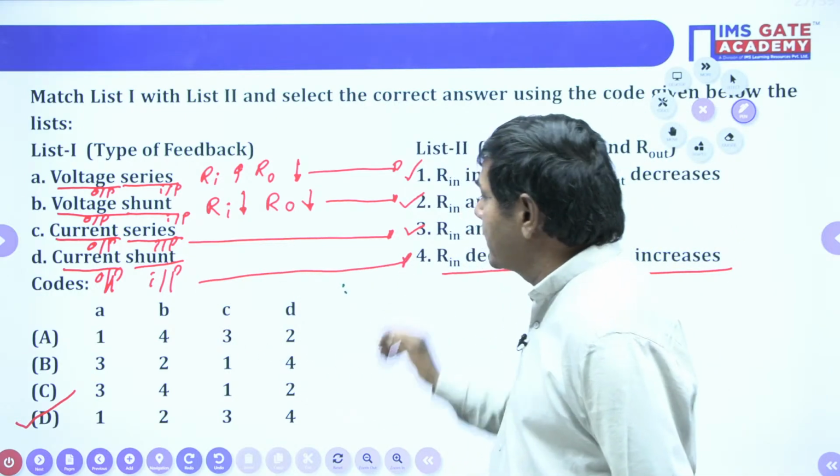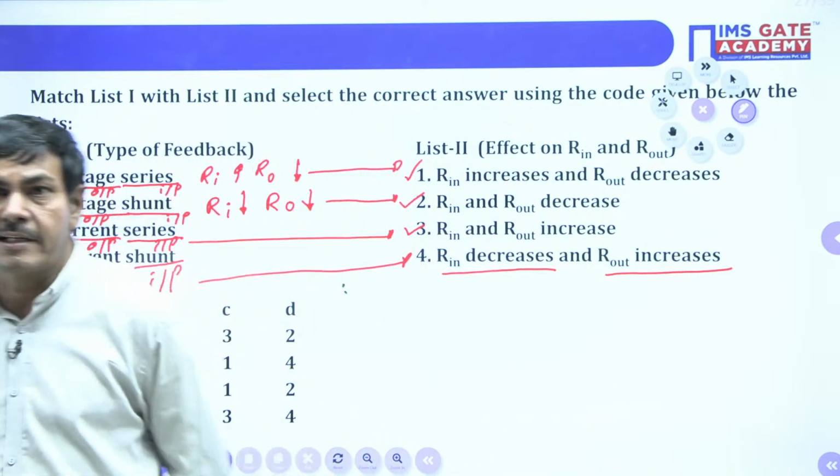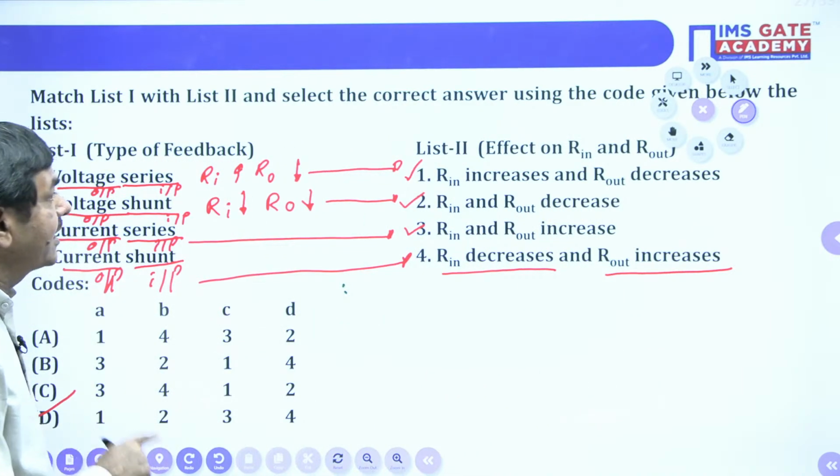Finally, which option is correct? Option D is correct only. We can say 1, 2, 3, 4 exactly we are getting now. So, option 4 is correct in this problem.